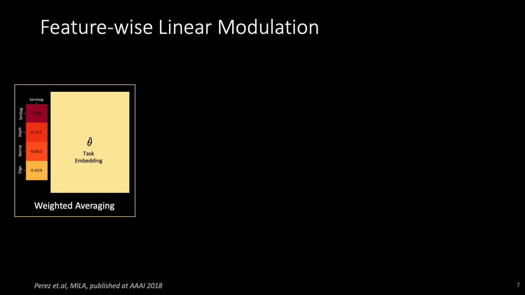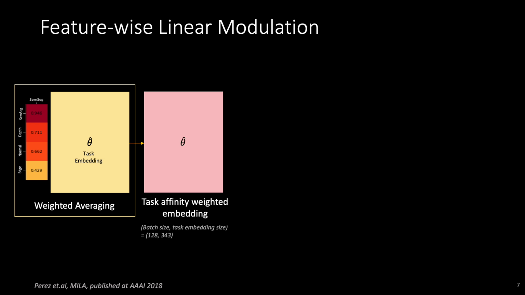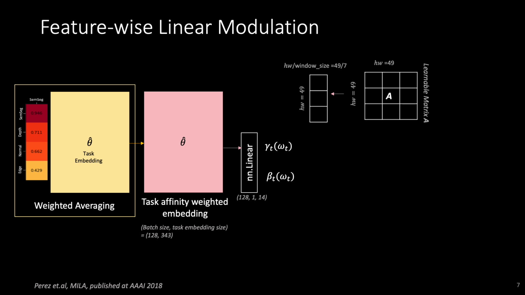This task affinity for a given task, such as segmentation, is weighted averaged with the task embeddings that are learned by the overall network and then scaled and shifted via a feature-wise linear modulation operation. We use a learnable matrix A that is randomly initialized and scaled and shifted with the feature-wise linear modulation parameters gamma and beta.